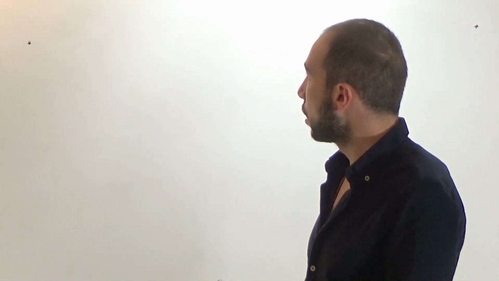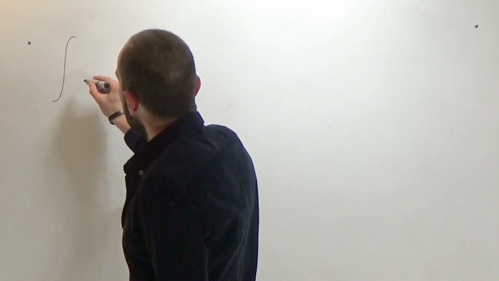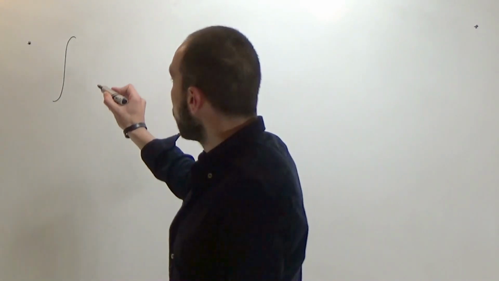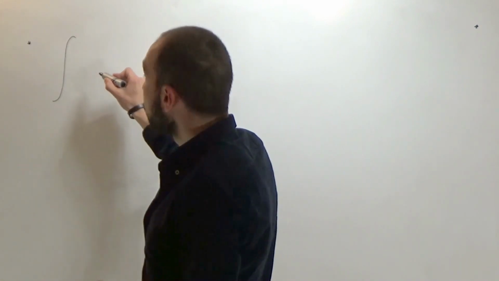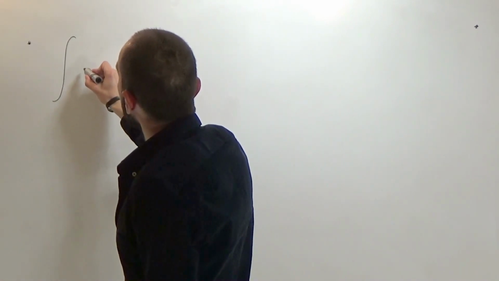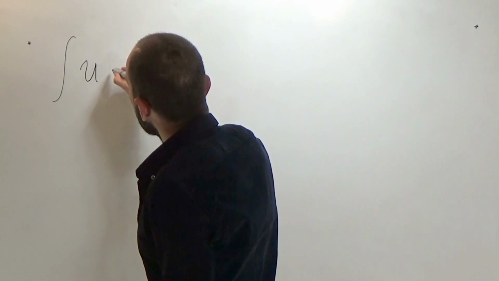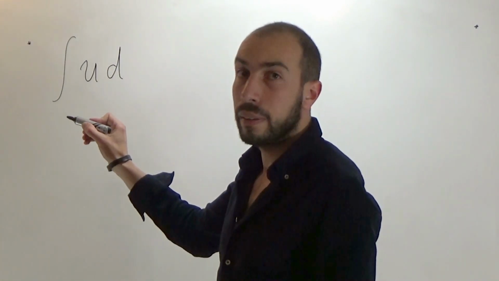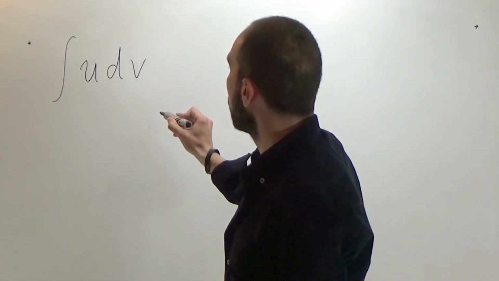Hello guys, in this video I'm going to show you how to calculate some types of integrals by using the integration by parts formula. The integration by parts formula is expressed in the following way. We have the sign of the integral, after that we have function u, then the sign of the differential, and then another function called v, for example.